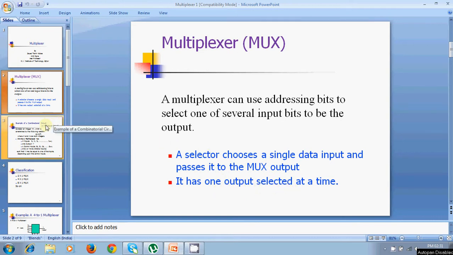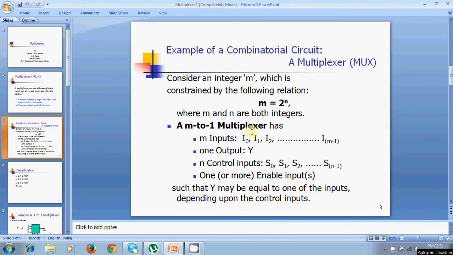For selecting these inputs, we require some control lines. The relationship between control lines and the input lines is given by m equals 2 raised to the power n, where m is the number of input lines and n is the number of control inputs.